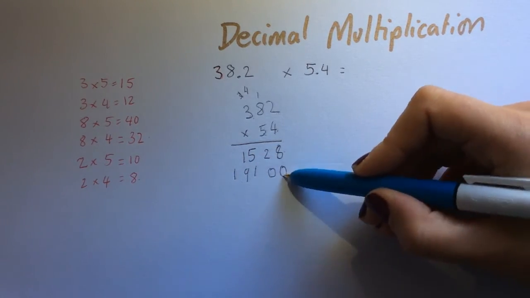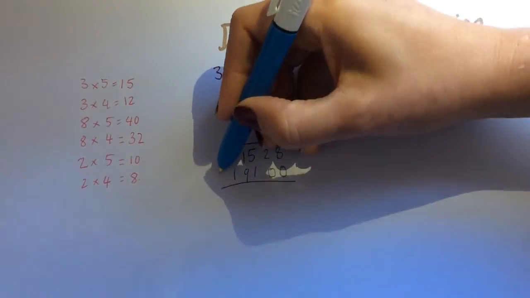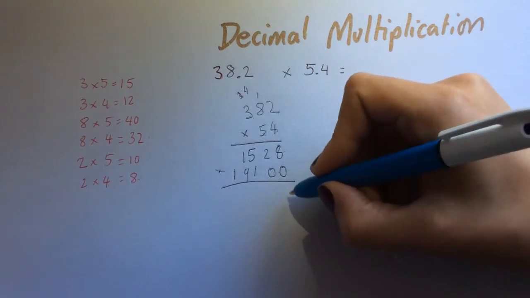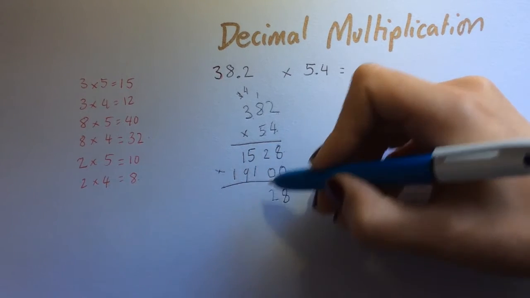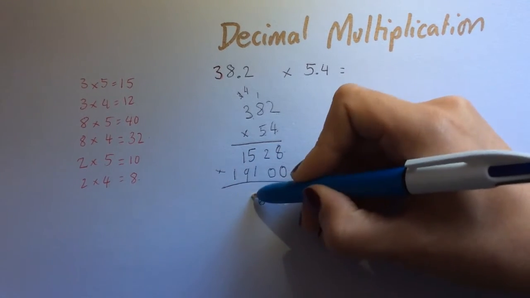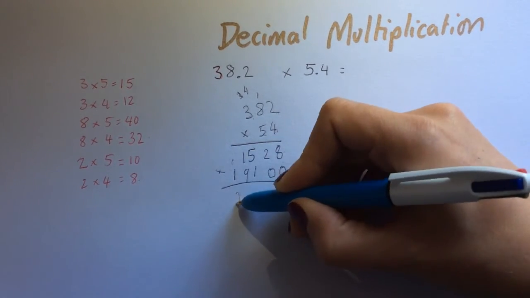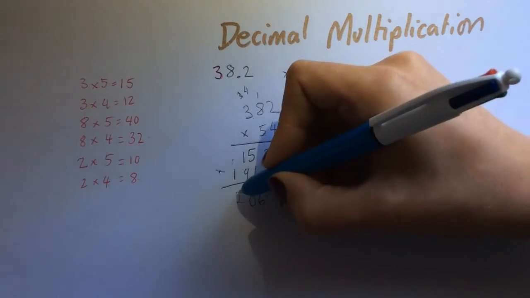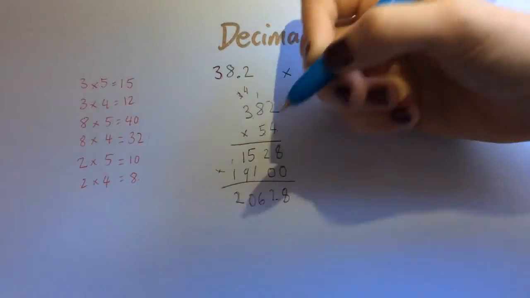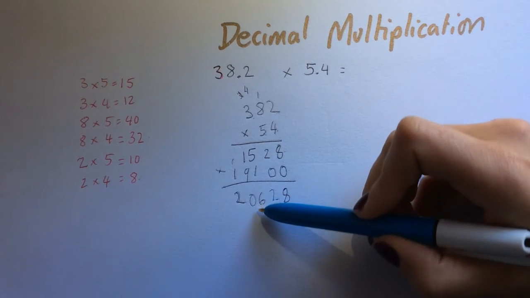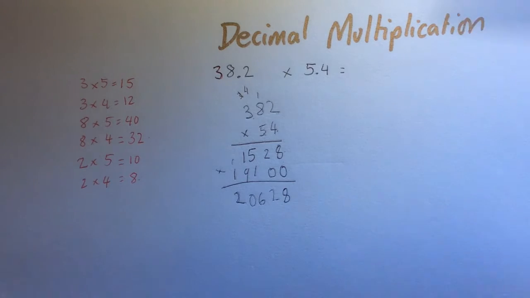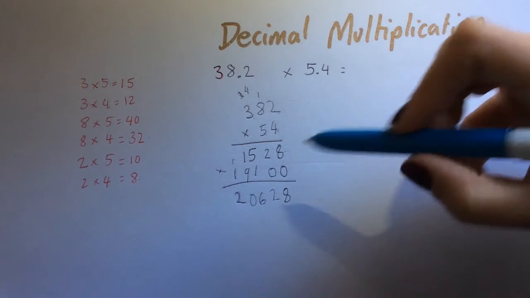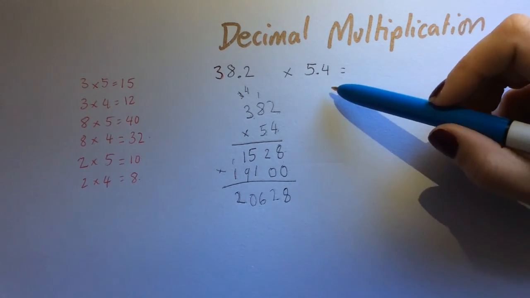Okay, so I'll just now plus them together to get my answer. So 8 and nothing is 8, 2, 6, 10, and 2. Okay, so now we've got this number here, and it looks like it is 20,628, but I haven't added my decimals in yet.